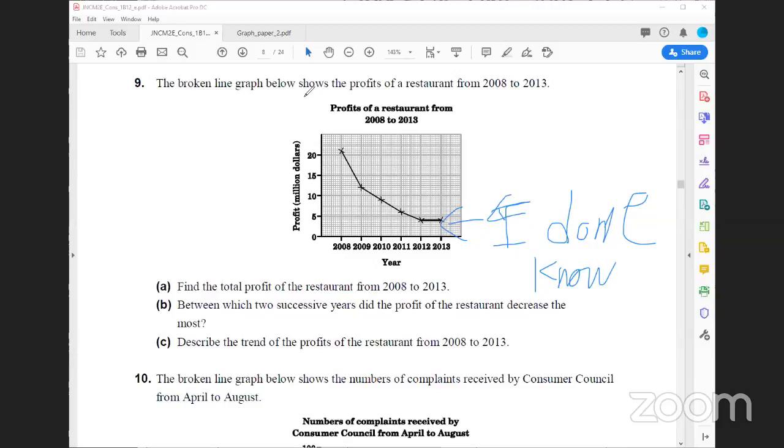The broken line graph below shows the profits of a restaurant from 2. You can read it in your textbook, boys and girls. This is from your textbook. You have the textbook, right?